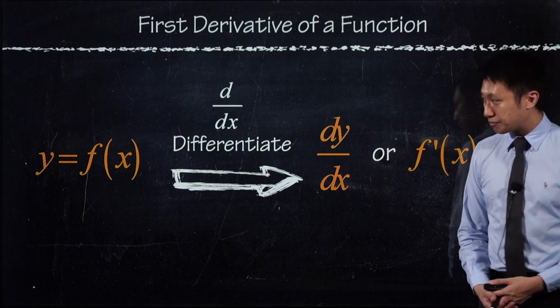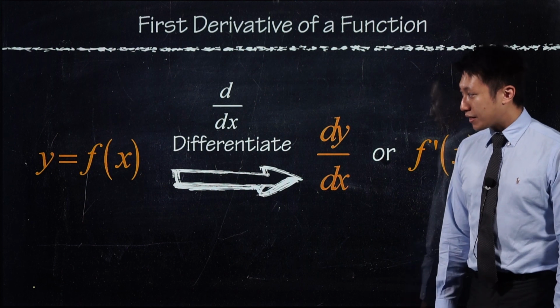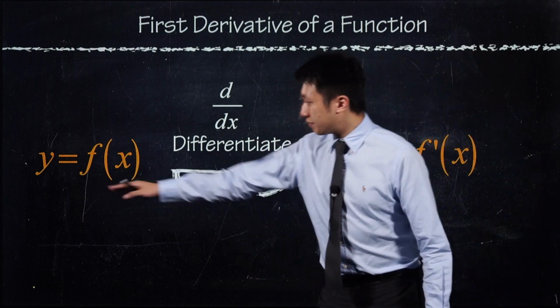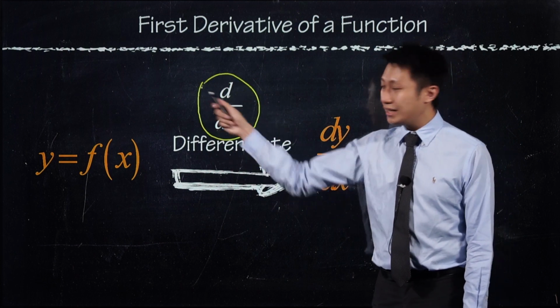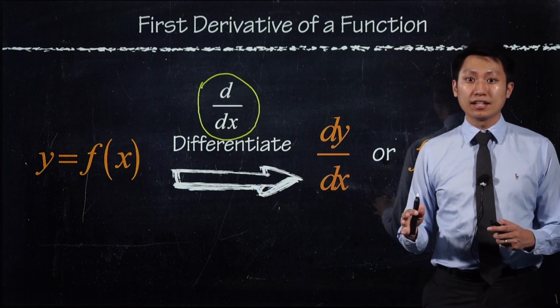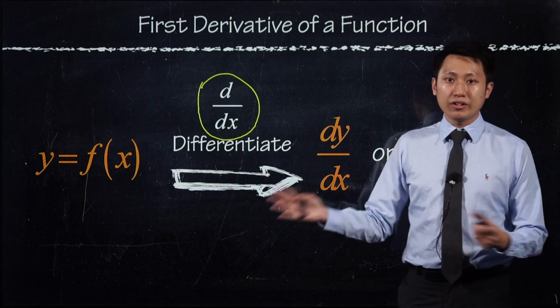Okay, with ease. Now this function, of course you are okay. This notation here, d/dx, is an action, is differentiate. Okay, what do you differentiate?